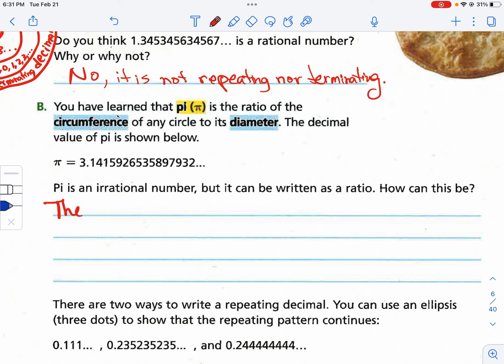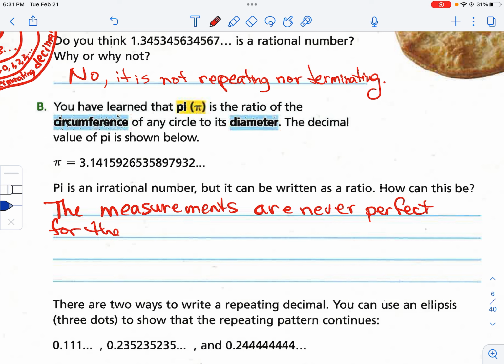What do I want to say? Measurements are never perfect. Oops, there should be an R. Perfect for the circumference. Because if you think about it, if I was to do the circumference, it may be off for one person. It may be a little bit off from one person to the next. Okay, it's never quite exact.